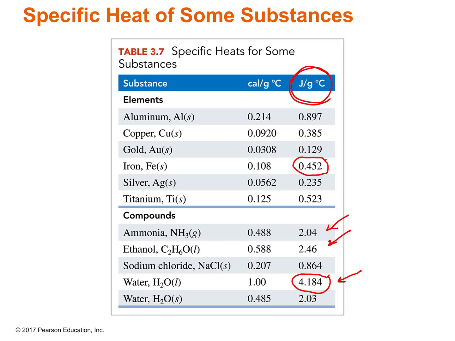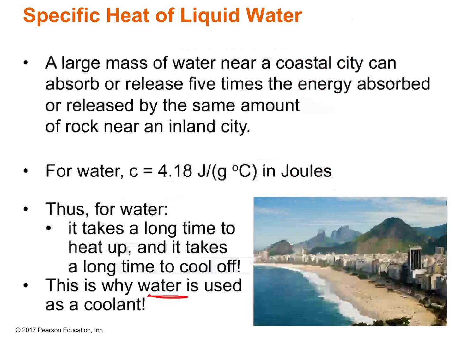But the higher the specific heat, the more energy your substance can absorb before it changes temperature. And so if we're using water as a coolant, the goal would be to keep it cool. So we'd want it to be able to absorb a lot of heat before it changes temperature. So this is another example.